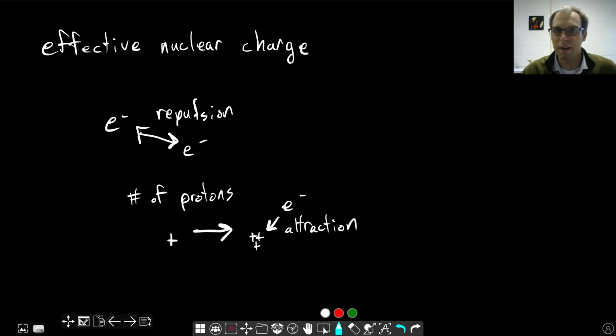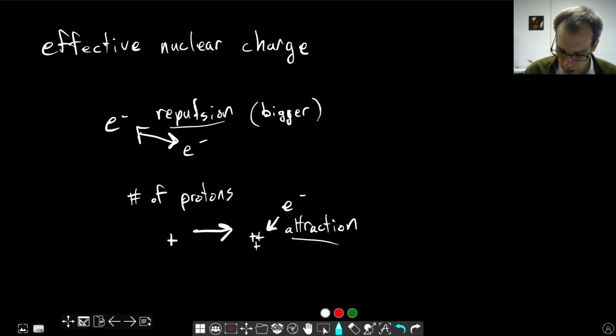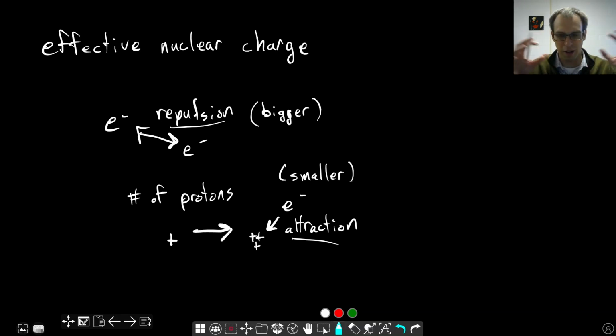So these are competing effects, right? The electrons are pushing on each other. They have this repulsion. But the nucleus and the electrons have this attraction, and they're pulling on each other. So if the electron-electron repulsion matters more, you expect to have bigger atoms. But if the nucleus pulls on the electrons more, then you expect the atoms to get smaller because the electrons will be, on average, closer to the nucleus because they're getting pulled on by the protons.